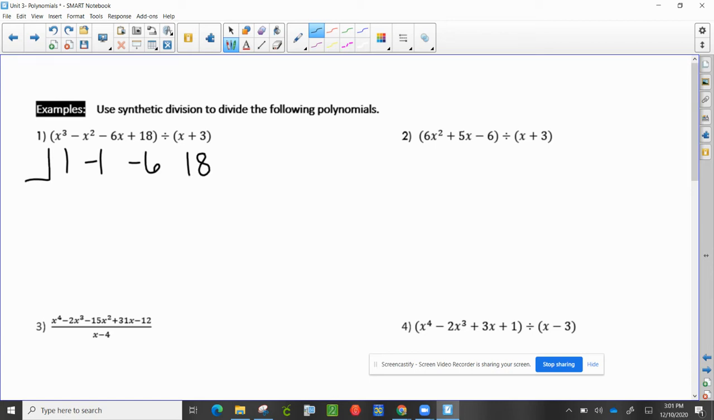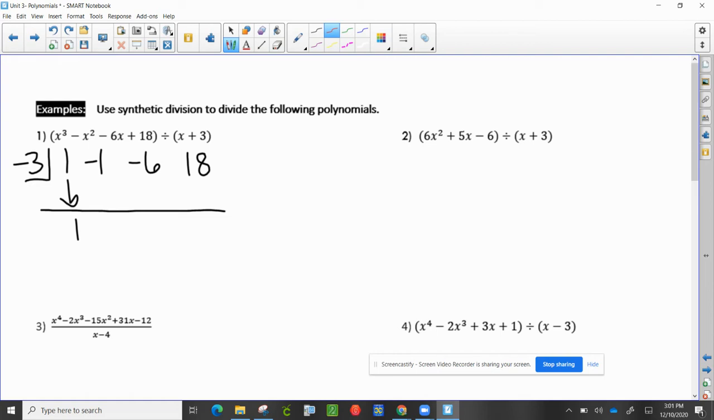And again, we always divide by the solution for that linear problem. So x plus 3, if we solve that, you'd get -3. Or just remind yourself it's always the opposite sign. So we always bring down our first term. So now we're set up for synthetic division. We just got to go through the steps.